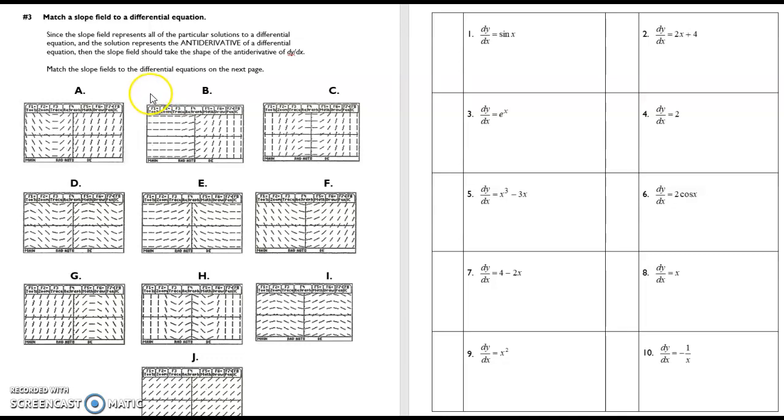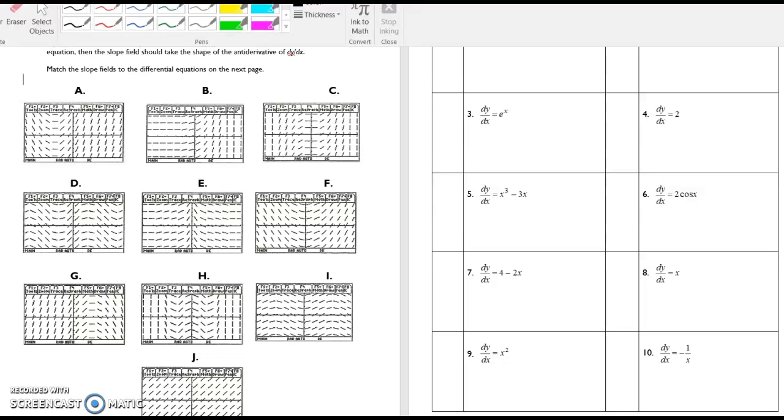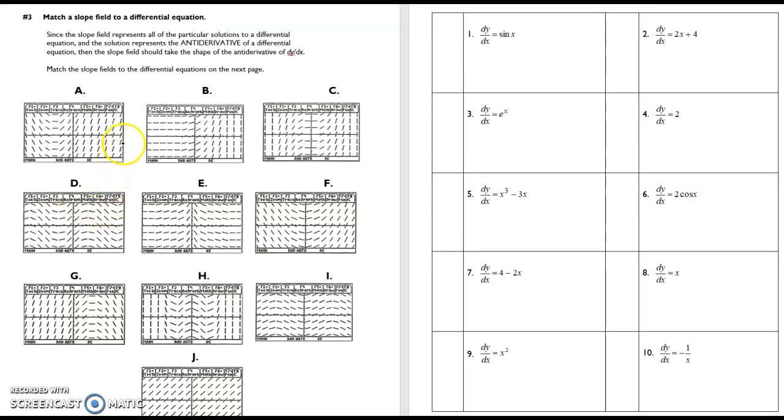All right, welcome back. We're going to talk now about matching a slope field to a differential equation. And so the slope field represents all of the particular solutions to a differential equation, and the solution would represent the antiderivative of a differential equation. And so when I look at the actual shapes of these curves, it will look like the antiderivatives.